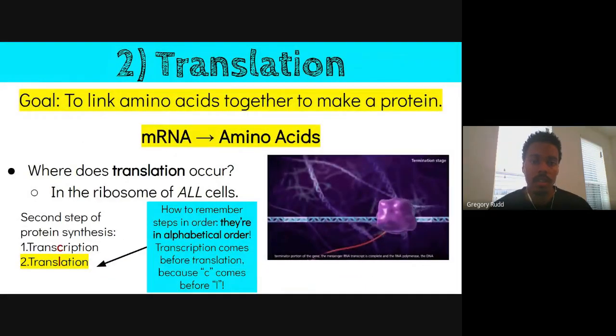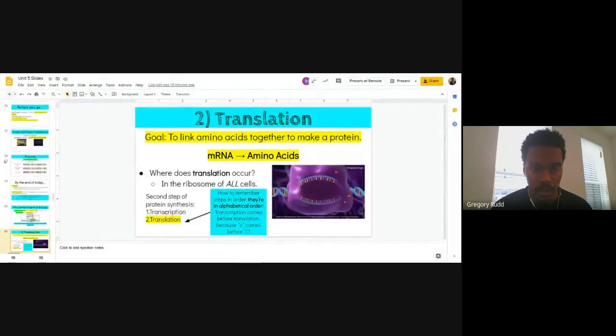Okay, so remember, we should be taking notes on the things that are highlighted, which means I need to highlight one more thing.